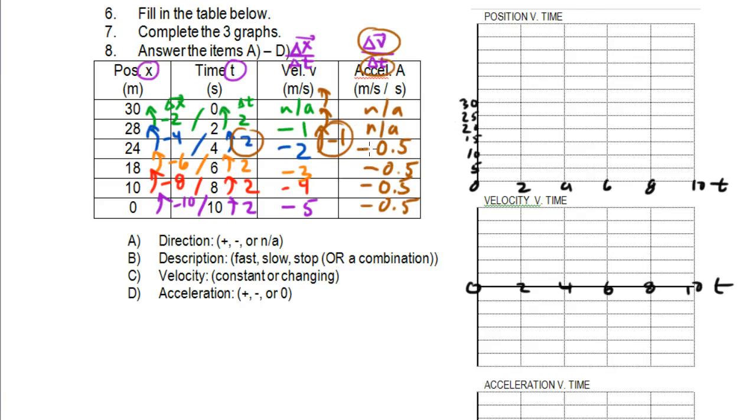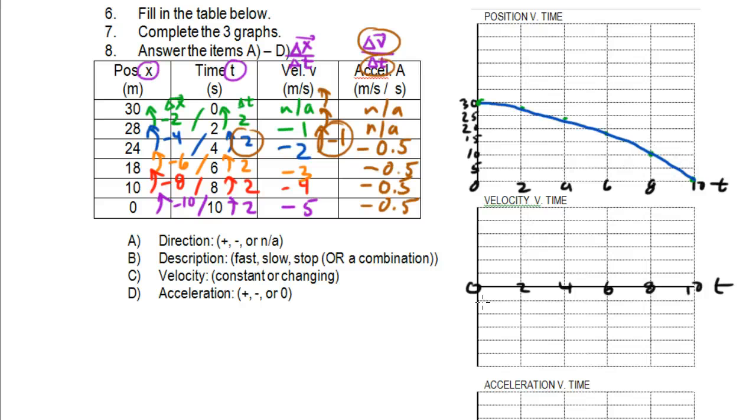Let's see. At time equals 0, I'm at 30, so I'm right there. At time equals 2, I'm at 28, so 25, right about there. Time equals 4, I'm at 24, which is right about here. Time equals 6, I'm at 18, in between 15 and 20 about. Time equals 8, I'm at 10, it's easy. Time equals 10, I'm at 0. Hey, look at that. So I have this graph that looks like it's going from shallow to steeper.